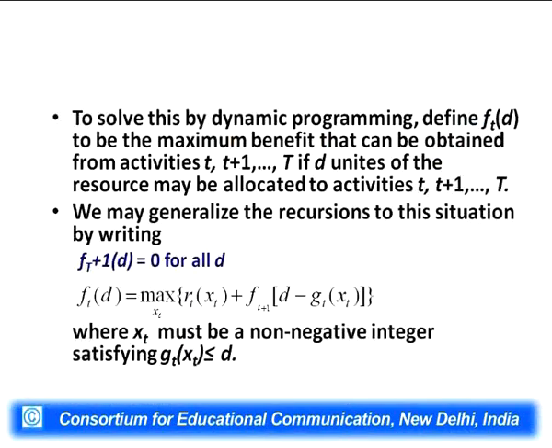To solve this with dynamic programming, define f_t(d) to be the maximum benefit that can be obtained from activities t, t plus 1, till capital T, if d units of the resource may be allocated to activities t, t plus 1, till T. We may generalize the recursion to this situation by writing f_{T+1}(d) is equal to 0 for all values of d. f_t(d) is max of r_t x_t plus f_{t+1}(d minus g_t x_t), where x_t must be a non-negative integer satisfying g_t x_t less than or equal to d.